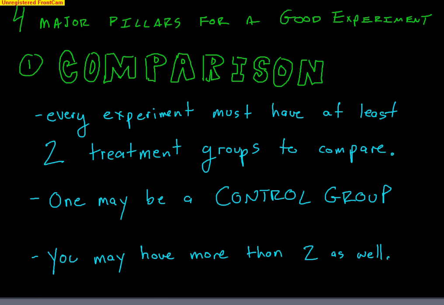Okay, now, when we're talking about an experiment, there are 4 major pillars for a good experiment. 4 major big concepts that every experiment must incorporate. And we're going to go through the 4 of them now. The first is comparison. Every experiment must have at least 2 treatment groups to compare. One can be a control group, and a control group is often the group that gets nothing. A control group is used for comparison alone. And when you're working with people, we oftentimes have to give them a placebo, again, a fake pill.